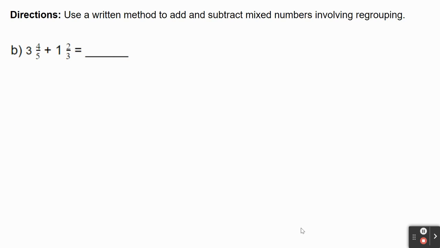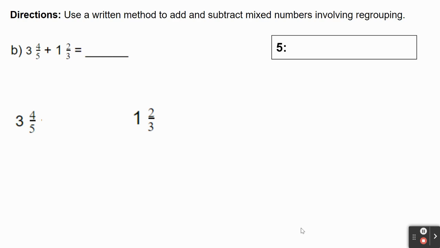Let's try another one. Here we have 3 and 4/5 plus 1 and 2/3. When we look at these fractions, we notice the denominators are not the same. So we need to create equivalent fractions. To do this, we're going to list out our multiples of each of the denominators. 5 is the first denominator, so that's why we're going to list out the multiples of 5. We have 5, 10, 15, 20, and 25.